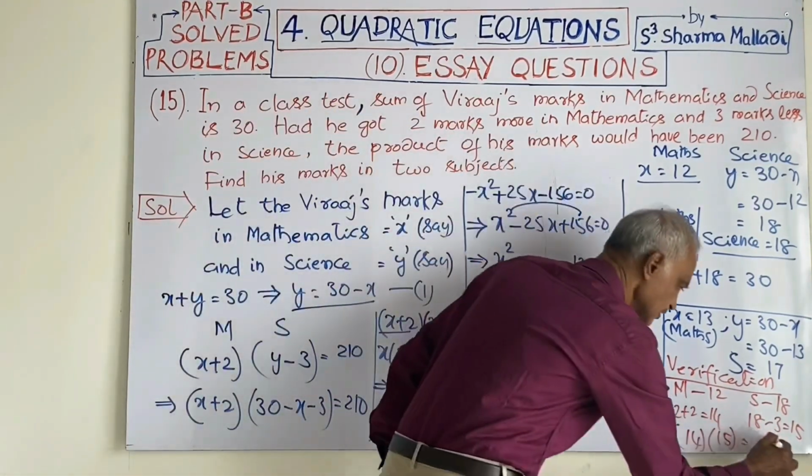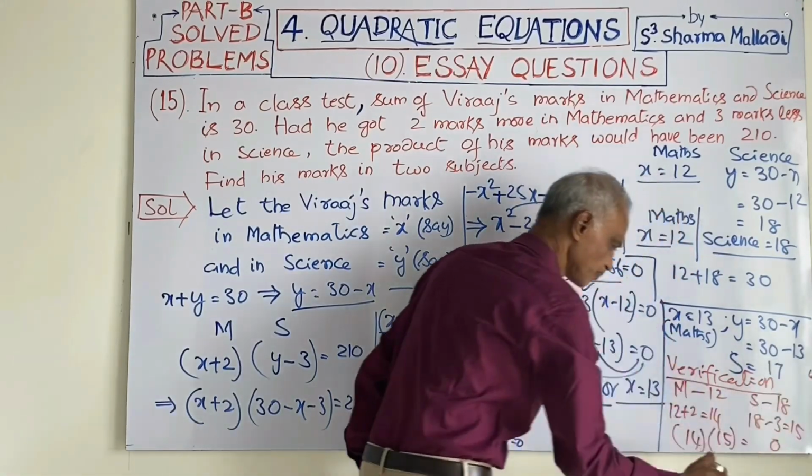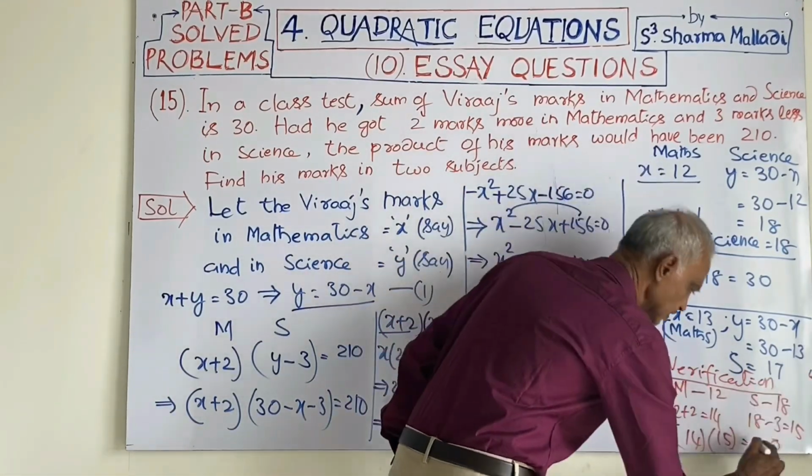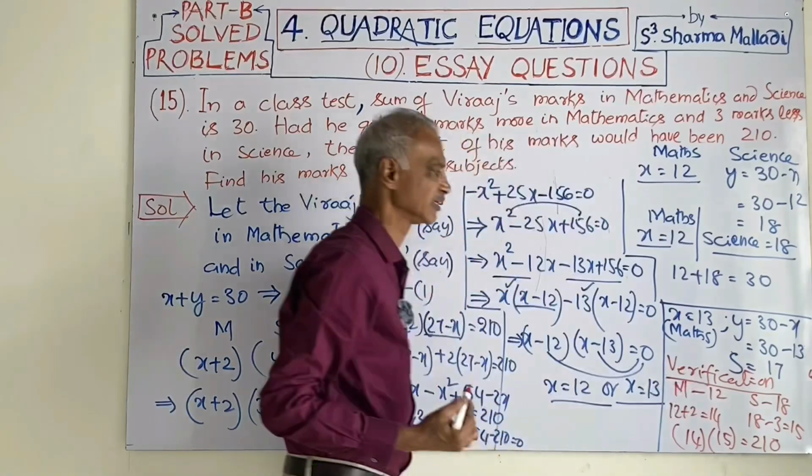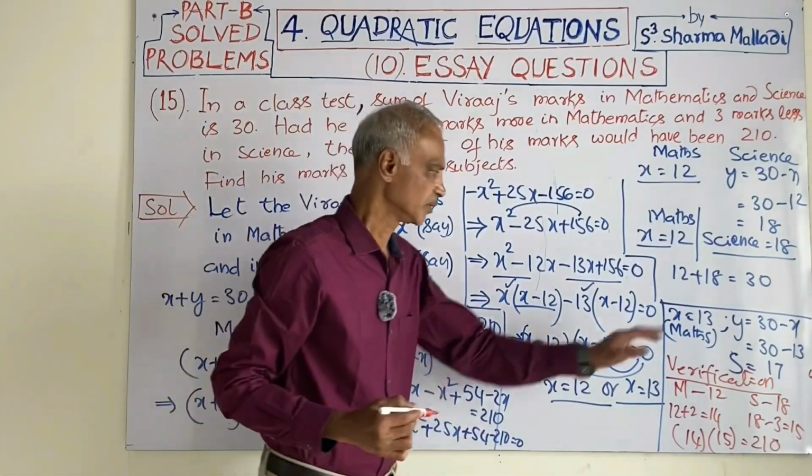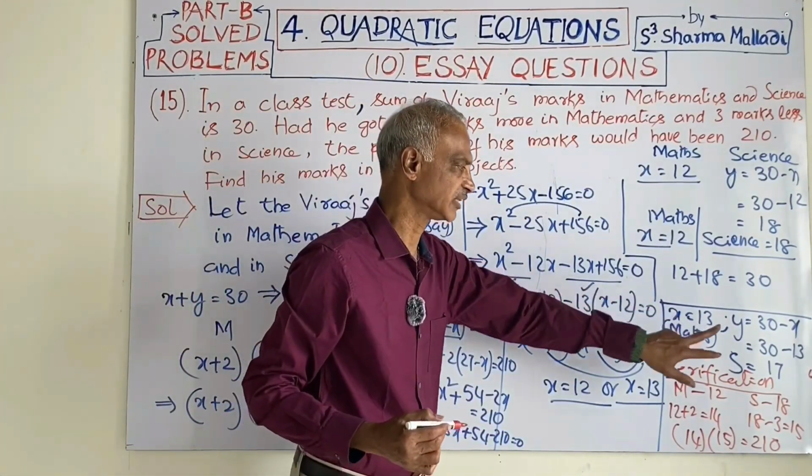15 4s are 60. 6 you take. 15 1s are 15. 15 plus 6, 210. Similarly, you will get x is equal to 13.